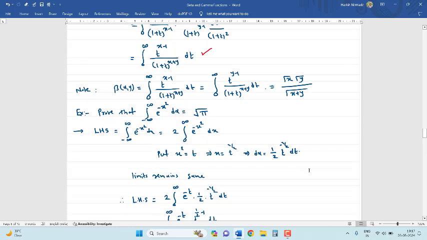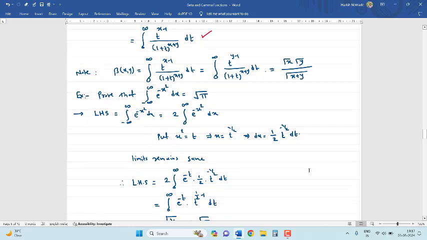plus y. Then we have the next result, that is, prove that the integration from minus infinity to plus infinity of e raised to minus x squared dx is equal to under root of pi. So the left hand side, the integration from minus infinity to plus infinity of e raised to minus x squared dx, is equal to 2 times the integration from 0 to infinity, because this function is an even function. So it is 2 times the integration from 0 to infinity of e raised to minus x squared dx.